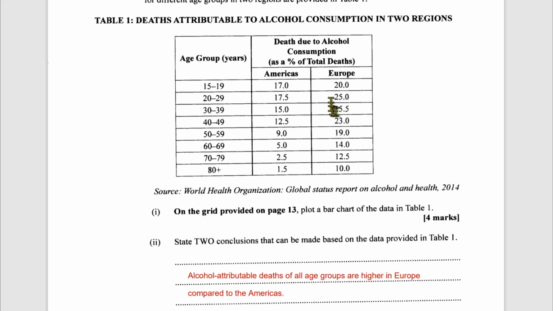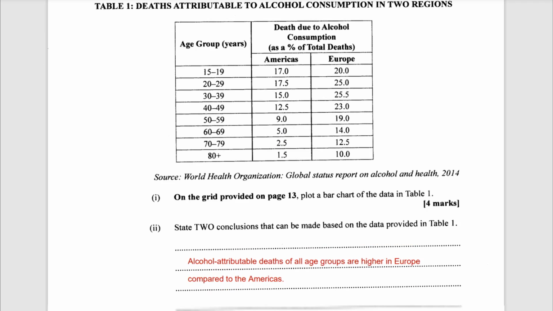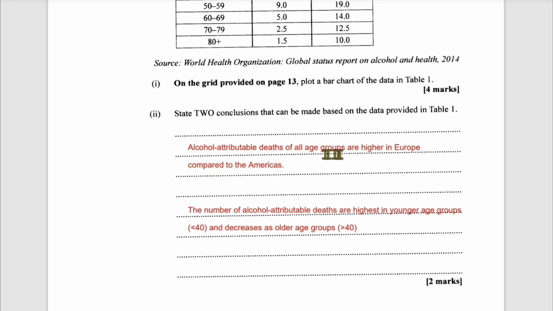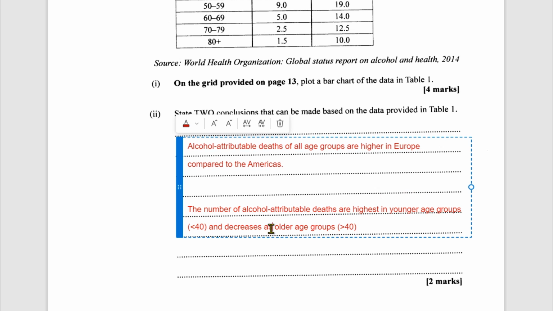In Europe, it is higher overall, and after 50, as the people get older, there's less and less alcohol attributable deaths. You can see it's in the 20s in Europe and it drops below 20 here, is over 10 in the Americas, but after 50 years old it drops below 10. So those are the points you want to make there. Alcohol attributable deaths of all age groups are higher in Europe compared to the Americas, and the number of alcohol attributable deaths are highest in younger age groups and decreases in older age groups.